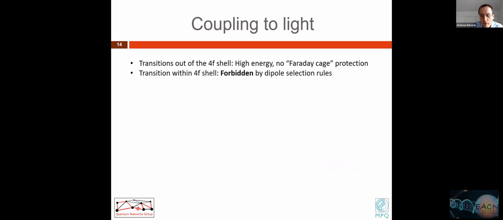While this is already promising for quantum memory, you also have to worry a bit about how to get light in and out. So you need a system that has good coherence, as mentioned, and has efficient coupling to light fields if you want to use these systems in quantum networks. Unfortunately, the rare earths are very bad at this because the transitions out of the 4F shell can be fast, but unfortunately they don't have this Faraday cage protection. And the transitions within the 4F shell, which have this protection, are forbidden by dipole selection rules, by symmetry, unfortunately. So electric fields will not couple them.